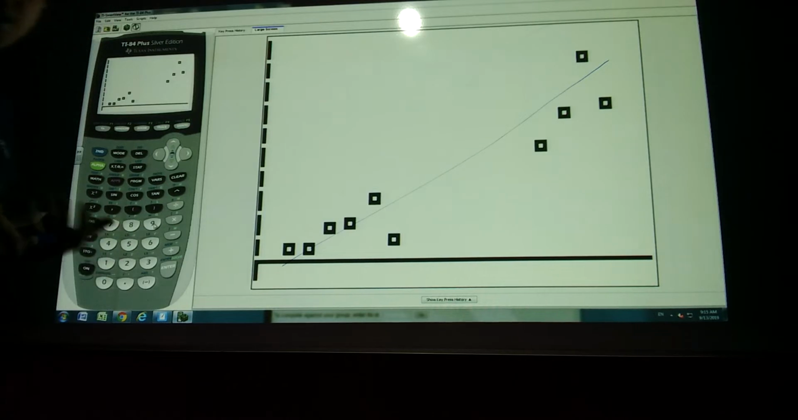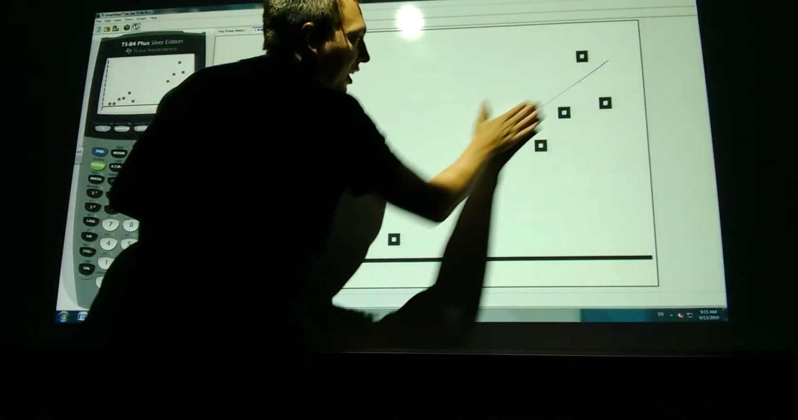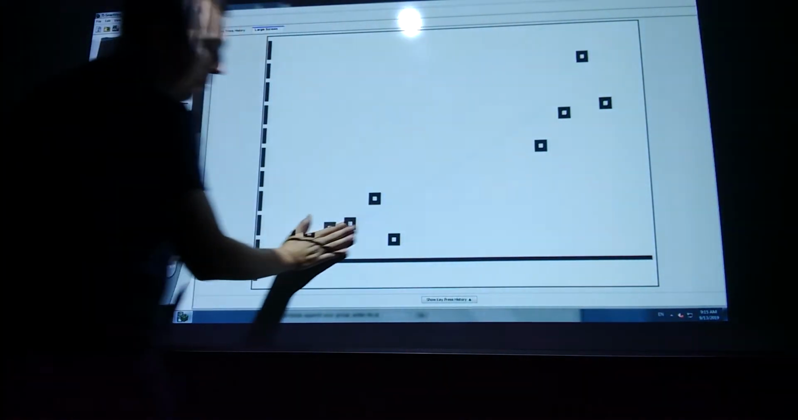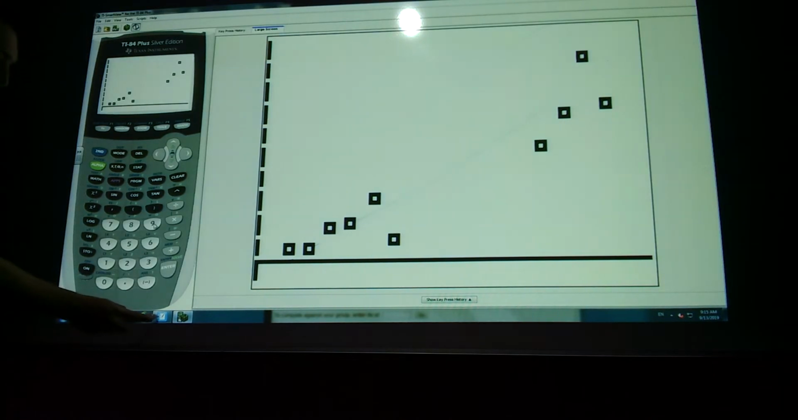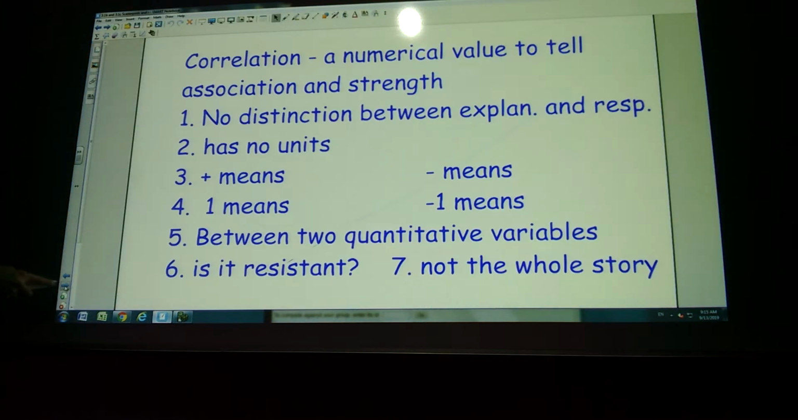We're going to talk about that actually in a minute. But I'd say it's fairly strong. It's not super strong, but it's fairly strong. It's not weak, but it's fairly strong. Okay. So that's a nice little review of describing a scatter plot. What else are we going to learn today?